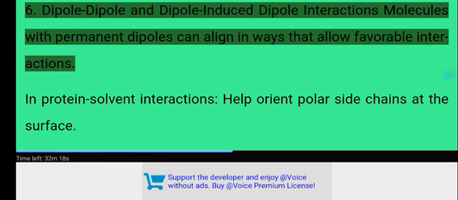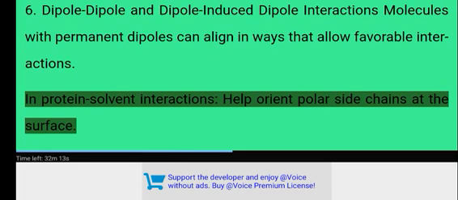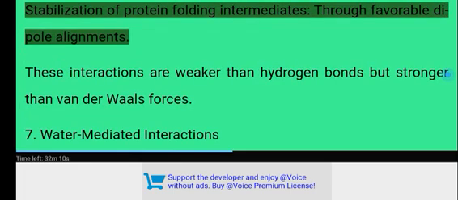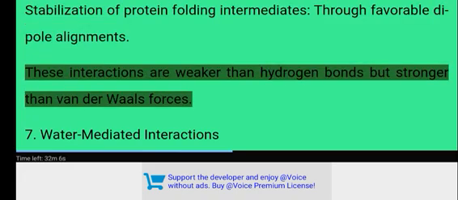6. Dipole-dipole and dipole-induced dipole interactions. Molecules with permanent dipoles can align in ways that allow favorable interactions. In protein-solvent interactions, they help orient polar side chains at the surface. They also stabilize protein folding intermediates through favorable dipole alignments. These interactions are weaker than hydrogen bonds but stronger than van der Waals forces.